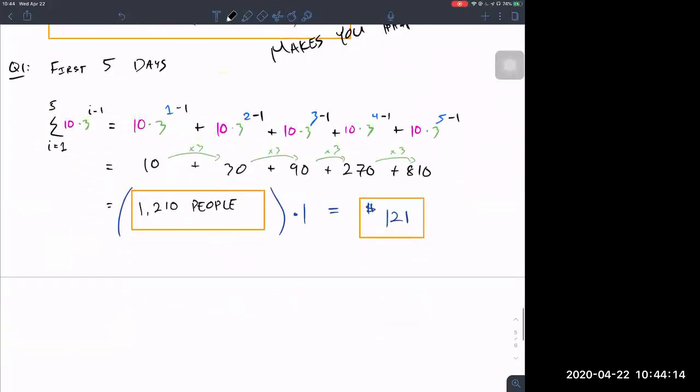Whereas question 2 now asks you, hey, give it to me for only the, what day is it? The 15th day. So this one, it's no summation.